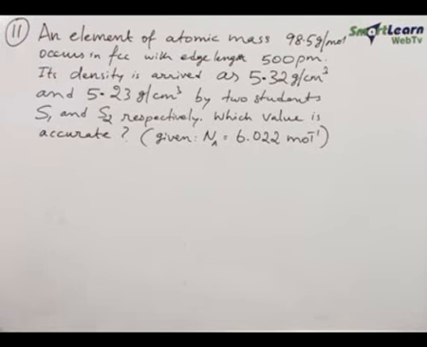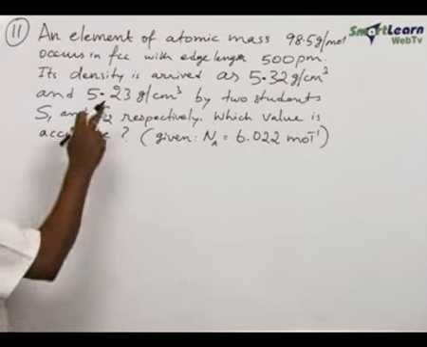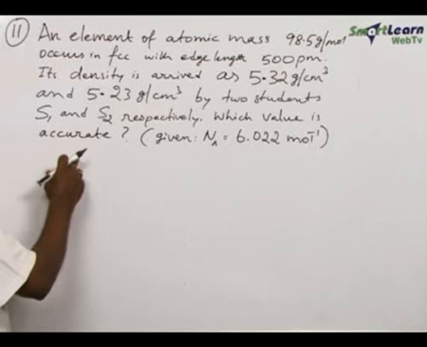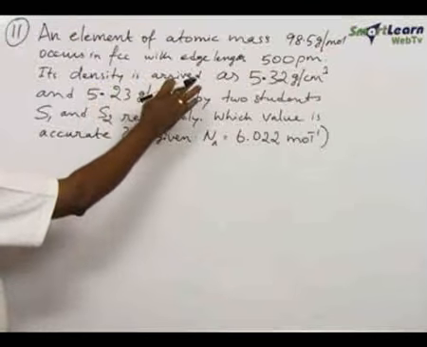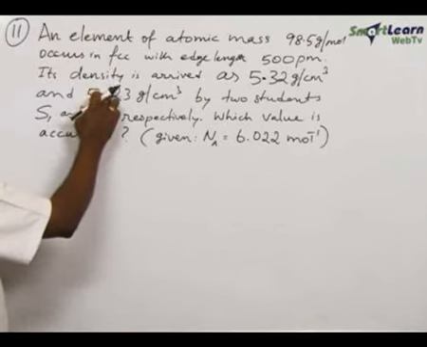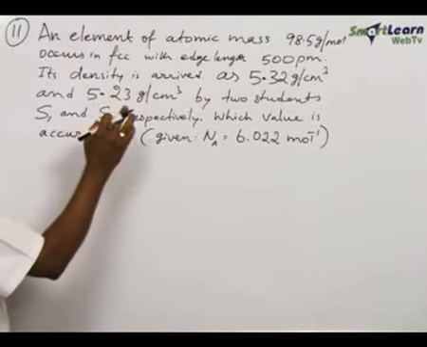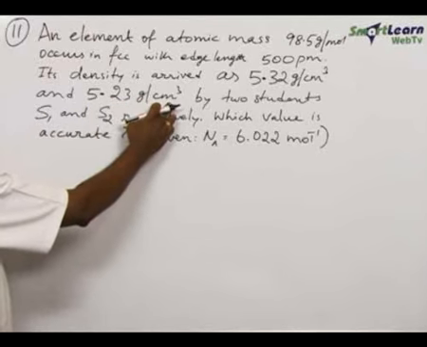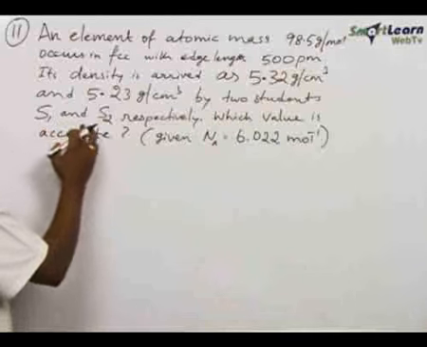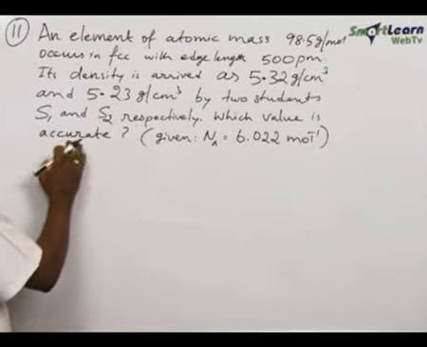So problem number 11. An element of atomic mass 98.5 gram per mole occurs in FCC type unit cell with the edge length 500 pm. Its density is arrived as 5.32 gram per centimeter cube and 5.23 gram per centimeter cube by two students S1 and S2 respectively. So which value is accurate?